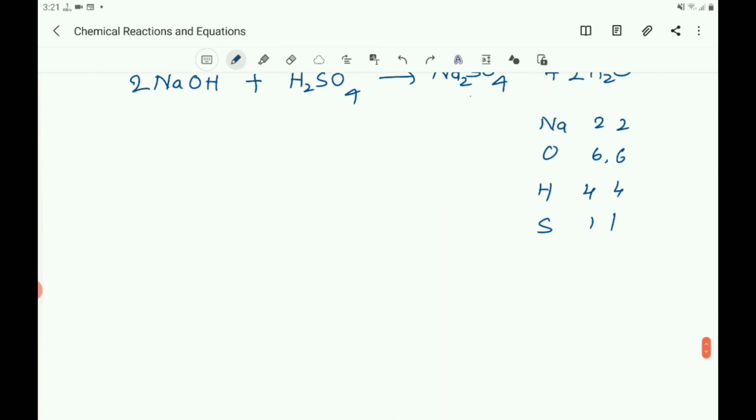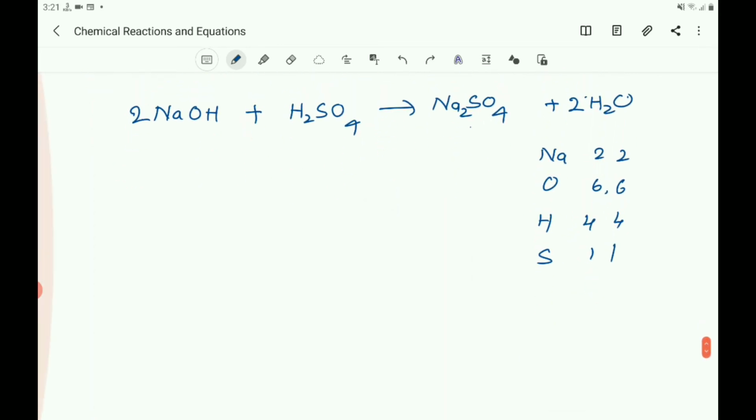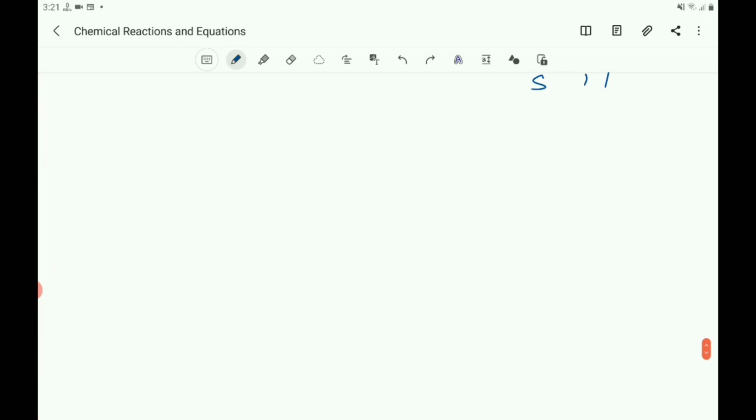Next, let us take the third one, C: NaCl plus AgNO3 gives AgCl plus NaNO3.